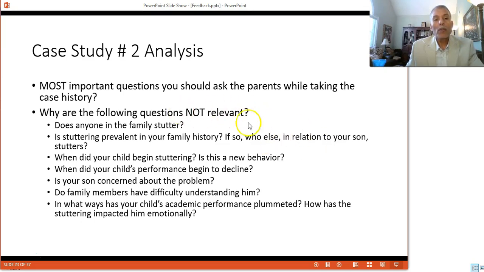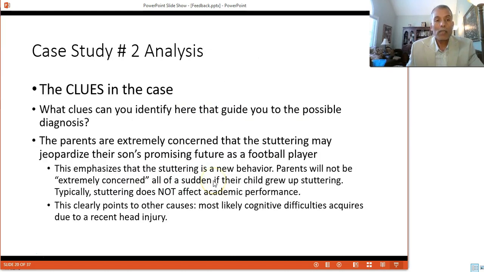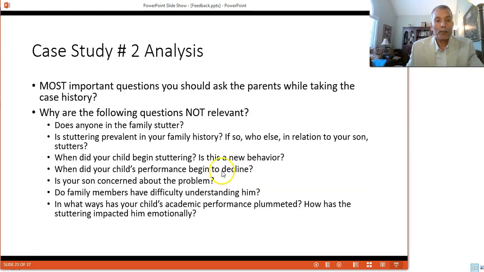So why are the following questions about this case? What are the most important questions that you should ask? Let's look for examples. Someone wrote, does anyone in the family stutter? Why is that not a relevant question? Again, it is not a developmental case. Read the clues. Is stuttering prevalent in your family history? If so, who else in relation to your son stutters?